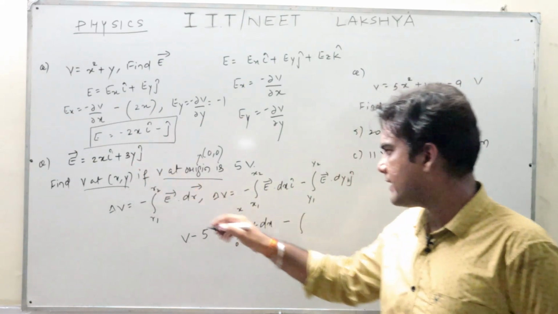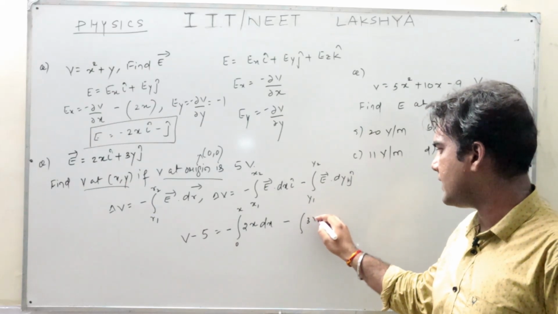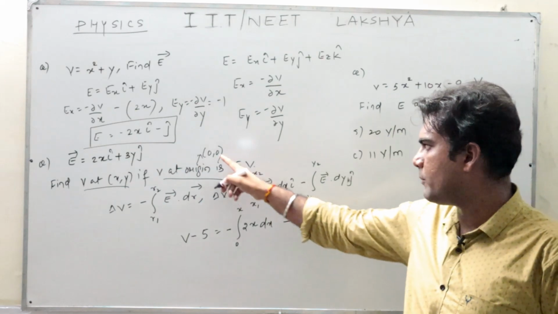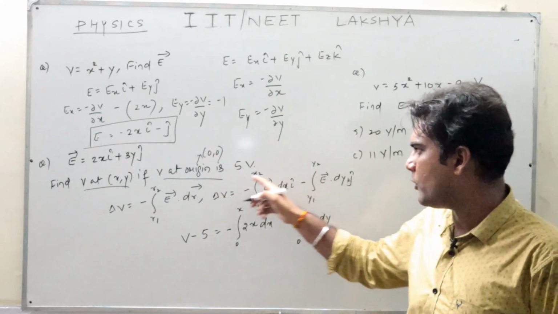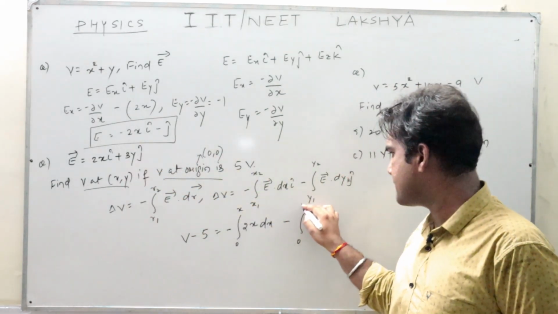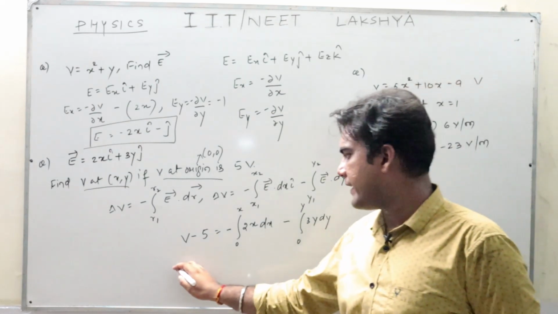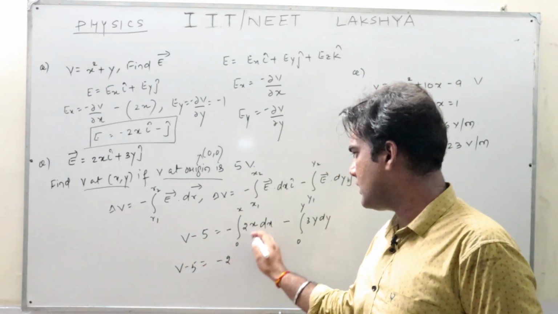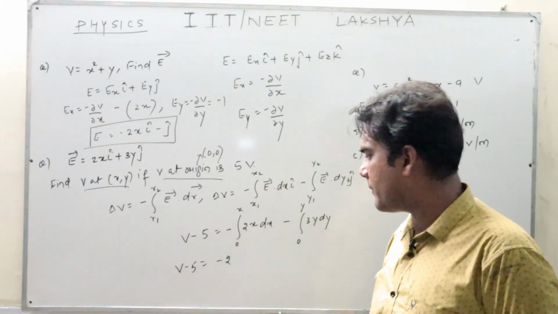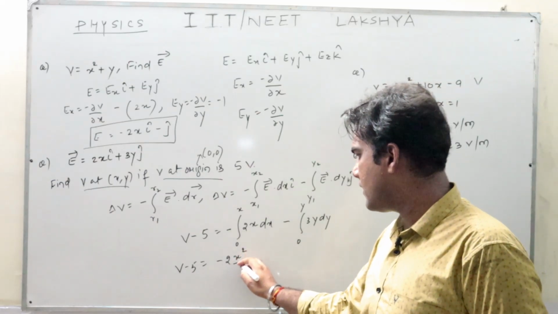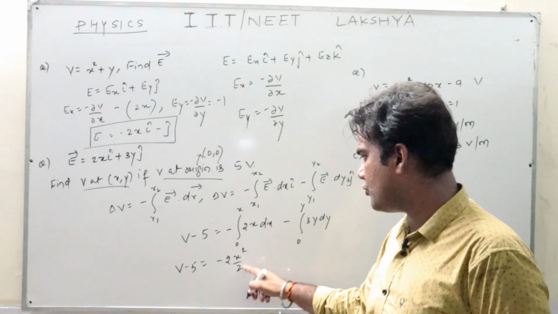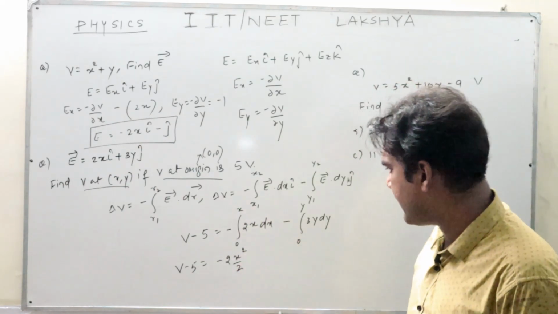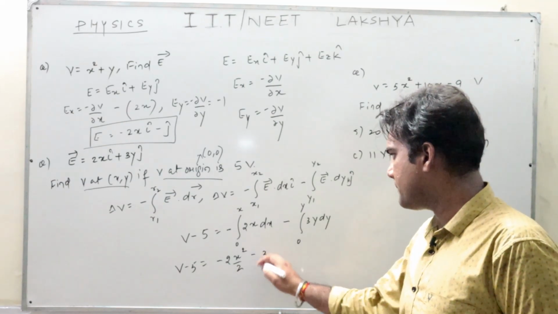Then again minus sign. This time I will take the y component, so that is 3y dy. j dot j becomes 1, and y1 initial point is 0 and final point is again y. So now I can easily write it. V minus 5 is equal to minus integration of 2x, which is x square by 2. Substituting the limits 0 and upper limit x, x minus 0 is x only.